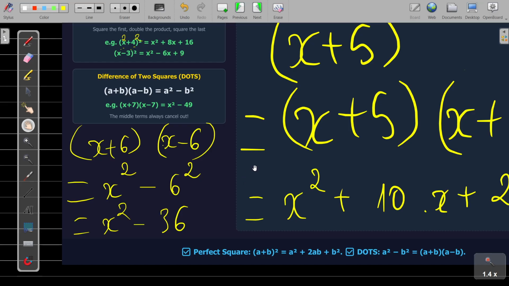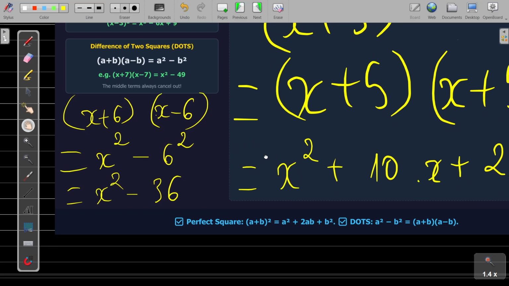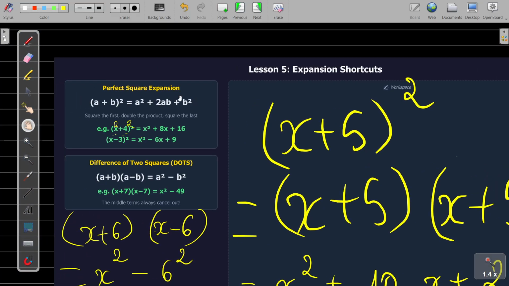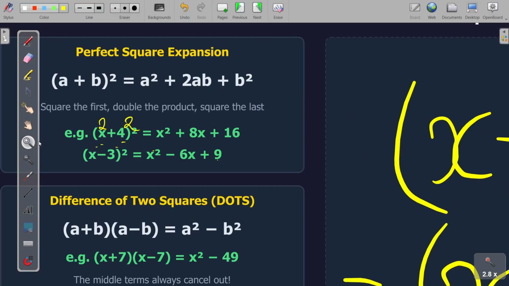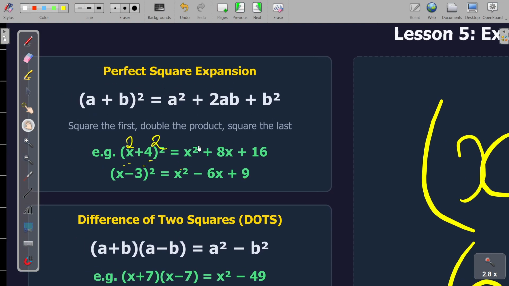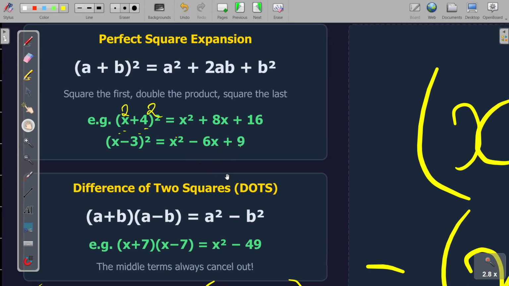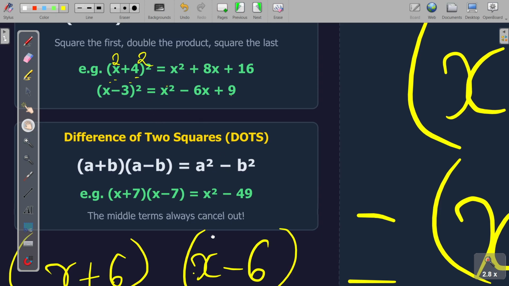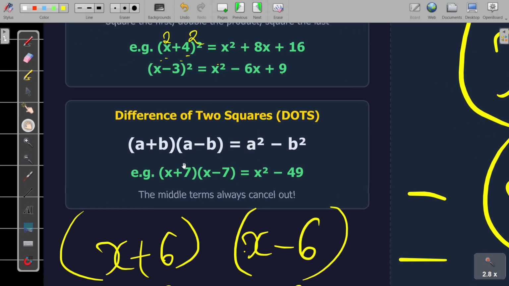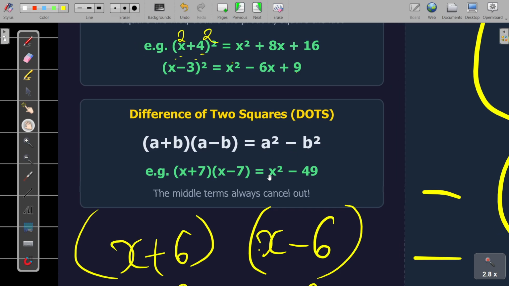So today's habits: for perfect squares, you want to square the first, square the last, as you can see right here, and double the product. And before expanding any two brackets, always pause to recognize what the pattern is. If they are identical but with opposite signs, then use the DOTS shortcut, which is the difference of two squares. Skip the middle terms. Square the first and the last, but different, we add a minus sign between those two.